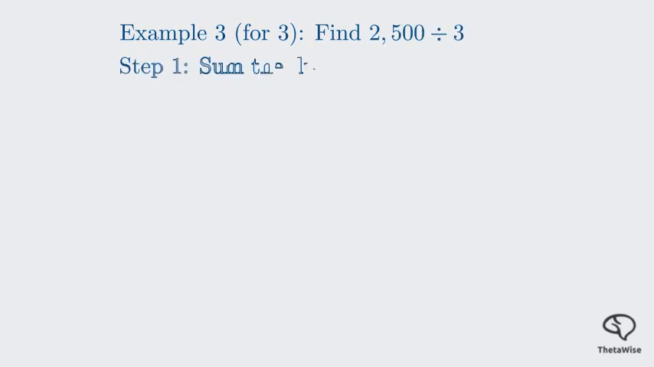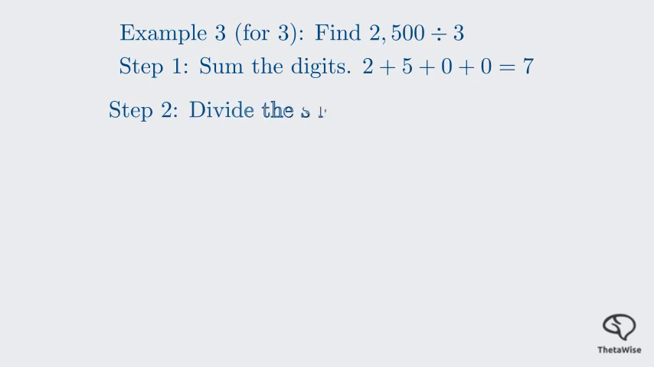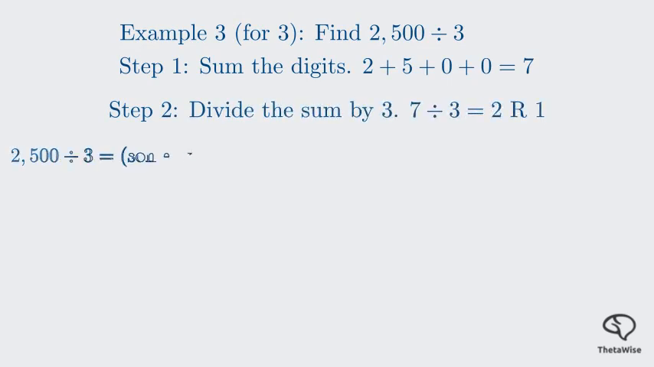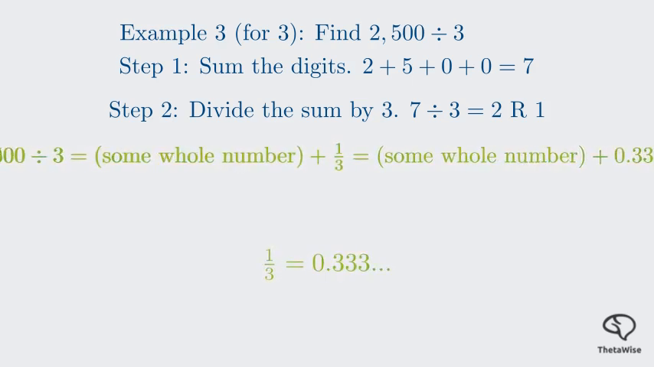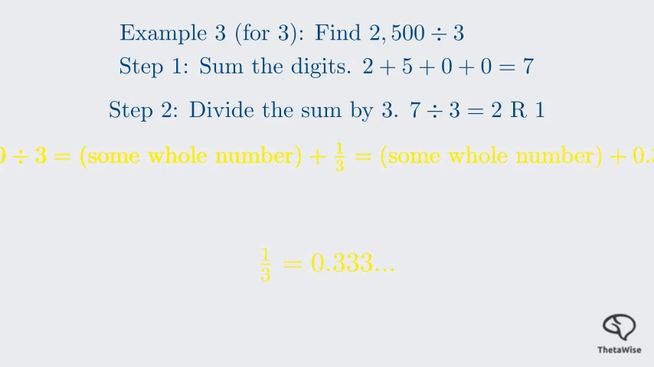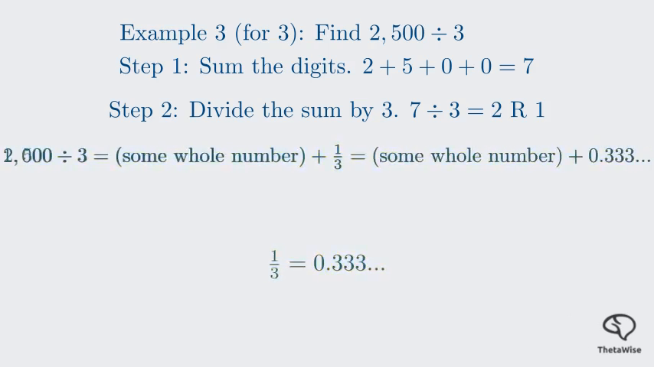Find 2,500 divided by 3. Sum the digits. 2 plus 5 plus 0 plus 0 equals 7. Divide the sum by 3. 7 divided by 3 is 2 with a remainder of 1. The remainder is 1. So 2,500 divided by 3 is some whole number plus 1/3, which is 0.333. Notice a pattern here. If the remainder is 1 when dividing the sum of digits by 3, the decimal part is always 0.333.